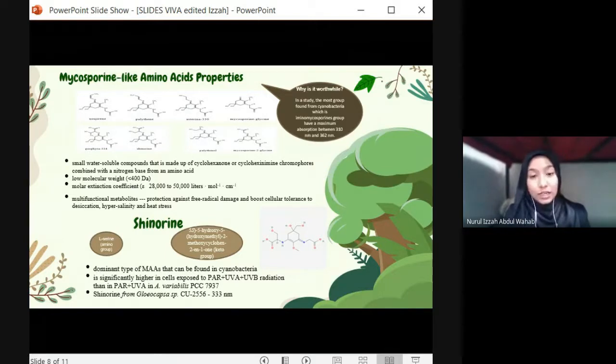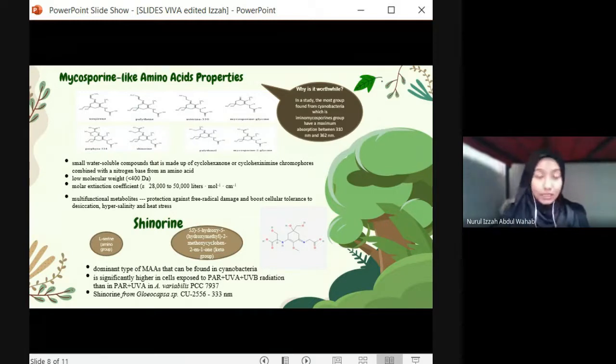In a study, it has been reported that the production of Chinorine increased in cells exposed to photosynthetically active radiation plus UVB plus UVA, rather than the cells that were only exposed to photosynthetically active radiation plus UVA in Anabaena variabilis. It is also found that the Chinorine from Gloeocapsa species could absorb 333 nanometer radiation of UV light.